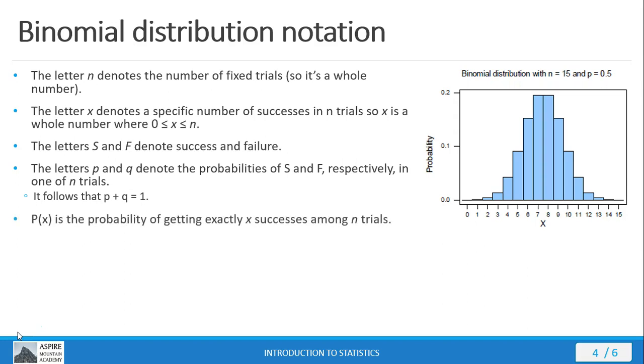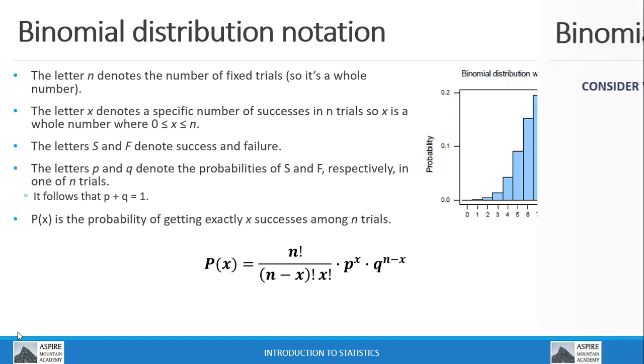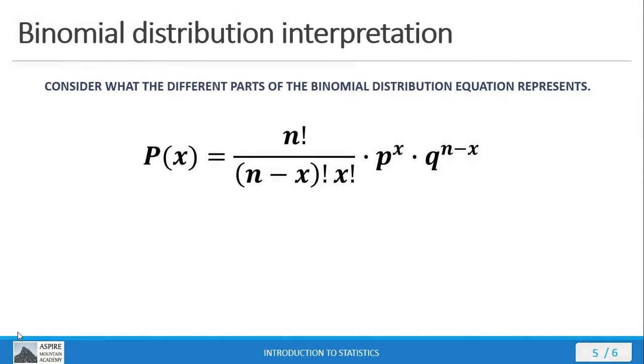So the probability of x is the probability of getting exactly x successes among n trials. And this is the equation that we use to describe the binomial probability distribution. Let's take a closer look at this equation to understand what each of the different parts means so we know what it is we're going to be working with.